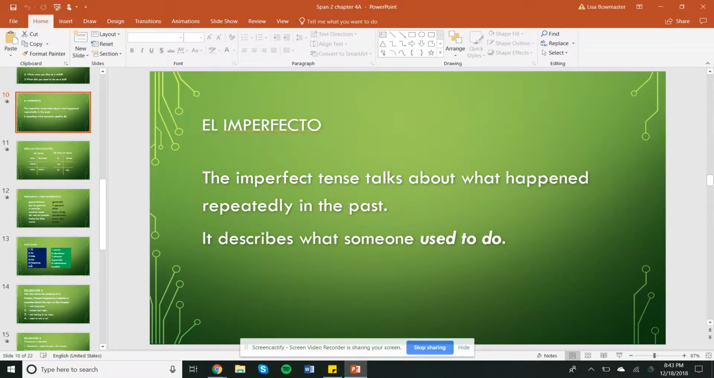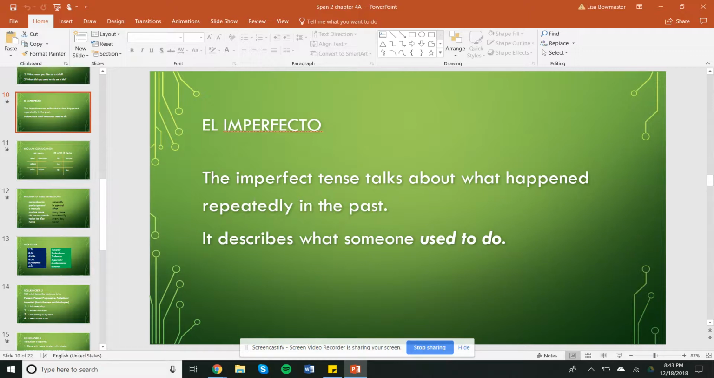We are talking about el imperfecto. Profe, I've never heard that word before. You're right. It's brand new. Okay, the imperfect tense talks about what happened repeatedly in the past.